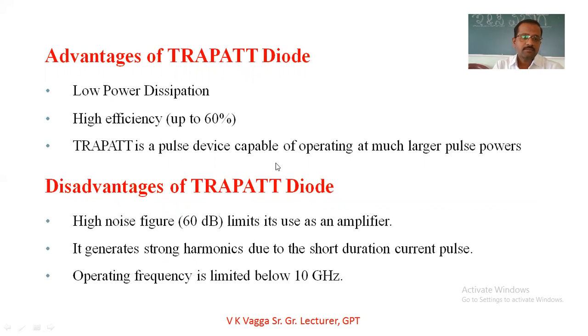Okay. And if you take the advantages of the TRAPATT diode, it consumes low power. It is low power dissipation. But in case of the IMPATT diode, I think you have seen it is of high power dissipation. But in this case, it is of low power dissipation. And the efficiency is higher, up to 60% here.